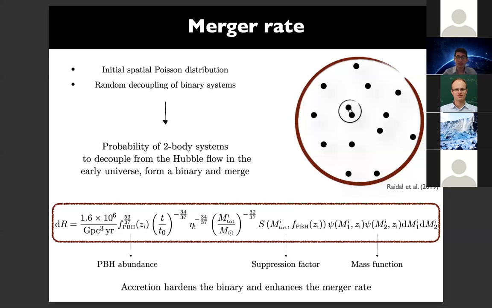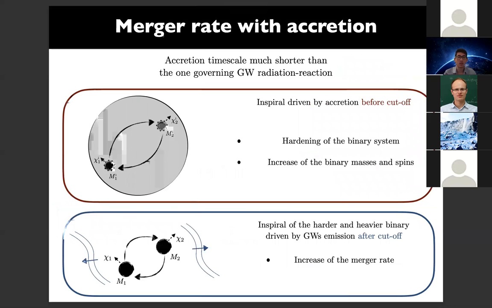One can understand this last statement because the accretion time scale, which is about the Salpeter time scale, is much shorter than the time scale which governs the emission of gravitational waves. So it means that before the cutoff redshift, when accretion is present, accretion is the main phenomenon which drives the inspiral of the binary. So we expect that the individual masses and spins of the components in the binary will, of course, increase due to accretion, and the binary system will get harder.